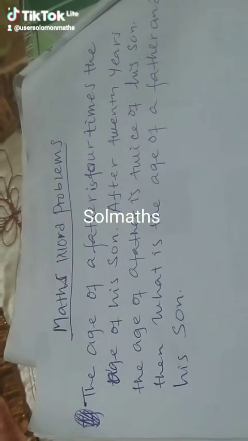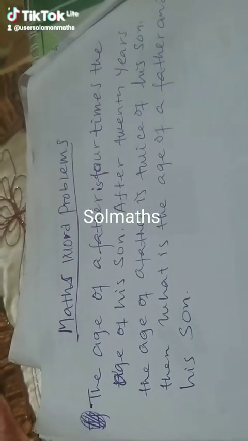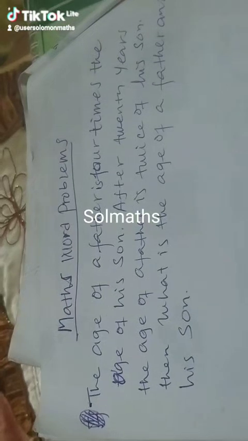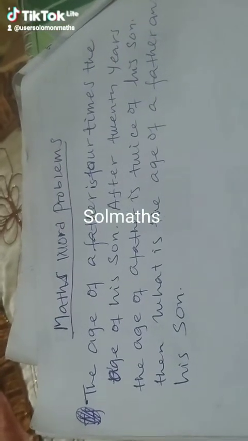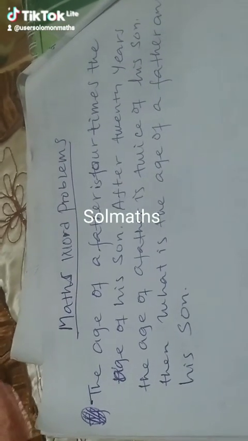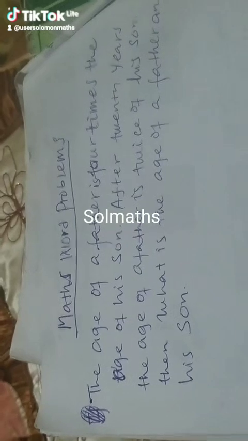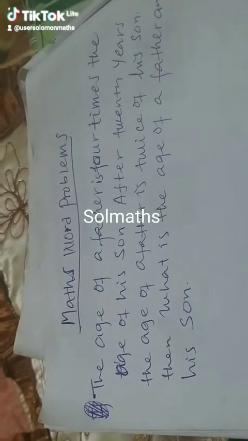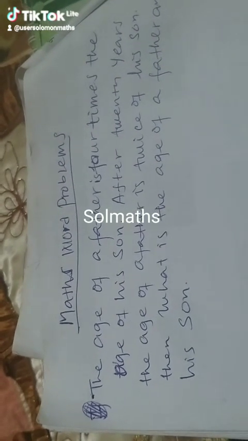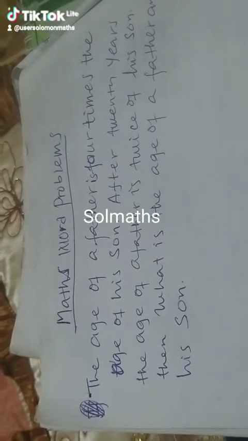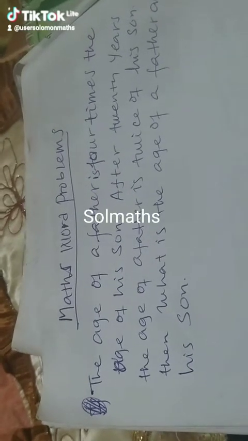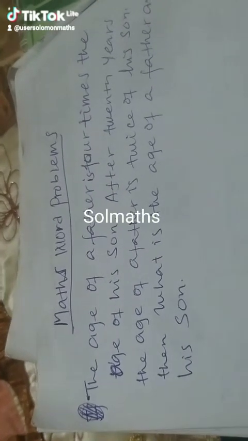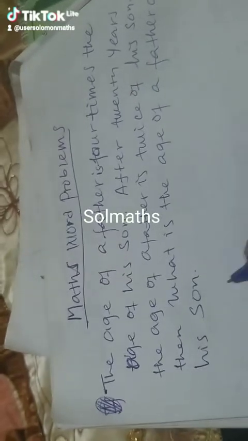Maths word problem about age, calculation of age. The age of a father is 4 times the age of his son. After 20 years, the age of a father is twice that of his son. Then what is the age of the father and his son? To answer this, solution.